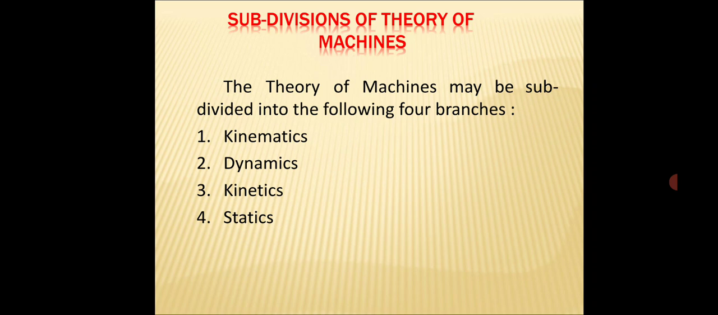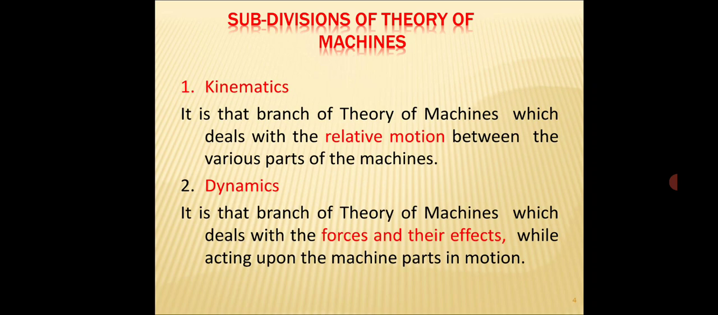So what does kinematics mean? We have to know the basic things. It is a branch of the theory of machines which deals with relative motions between the various parts of the machines. I already said what relative motion means: the motion of an object or observer with respect to another object. So this is kinematics.